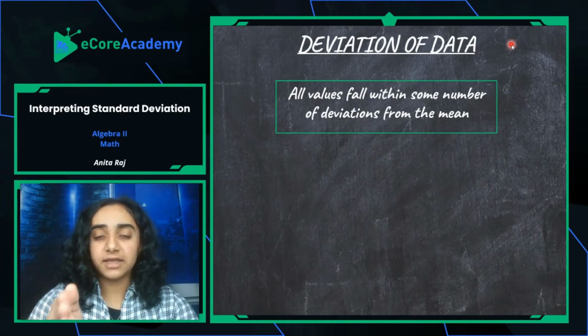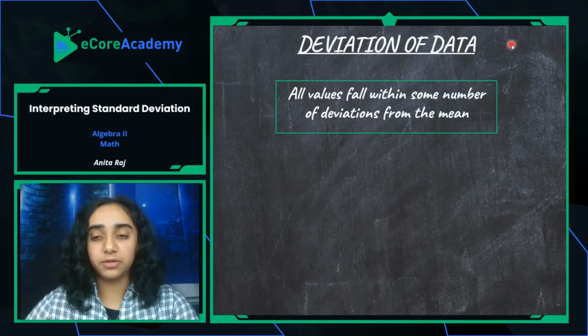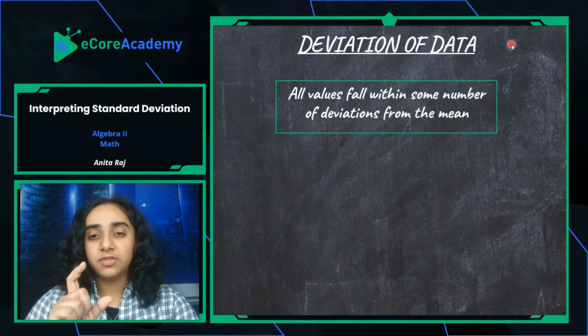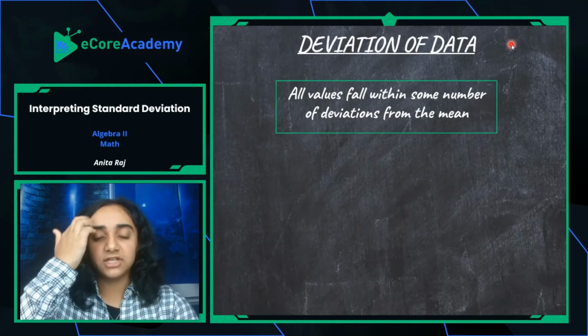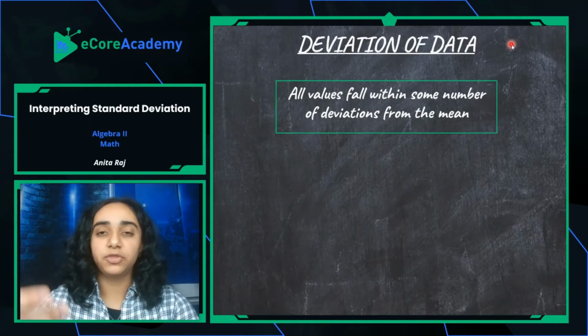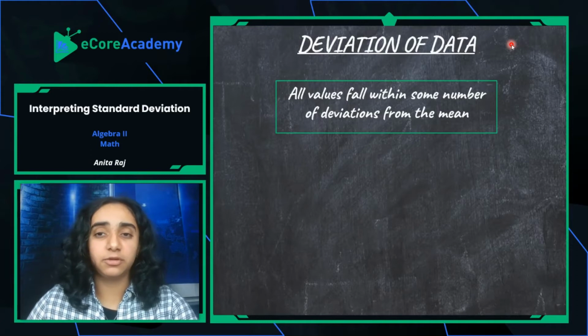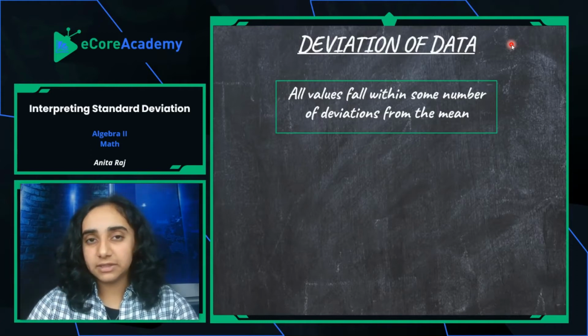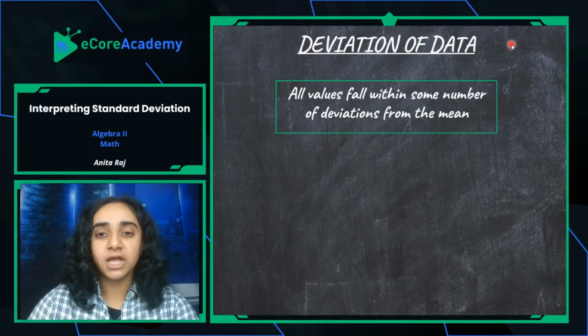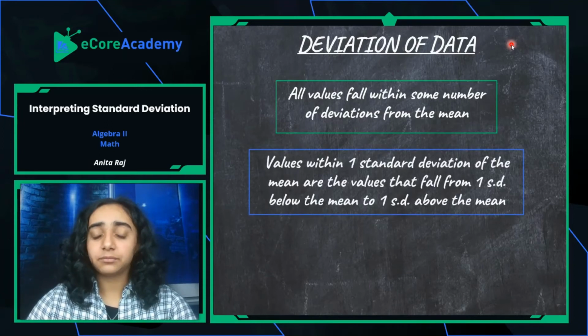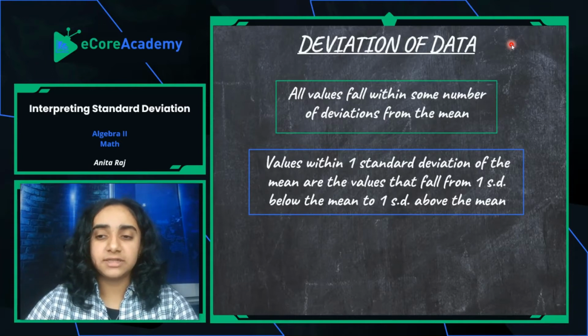So what this is saying is that all values in a given data set, when we plot them on the number line relative to the mean, they all fall in some number of deviations from the mean. Maybe all the numbers fall within one standard deviation of the mean, meaning they're pretty close to each other. Maybe they all fall within 5 standard deviations of the mean, meaning they're a bit farther away from each other. That all depends on the value of the standard deviation, of course, but that's what this statement is saying. Values within one standard deviation of the mean are the values that fall from one standard deviation below the mean to one standard deviation above the mean.